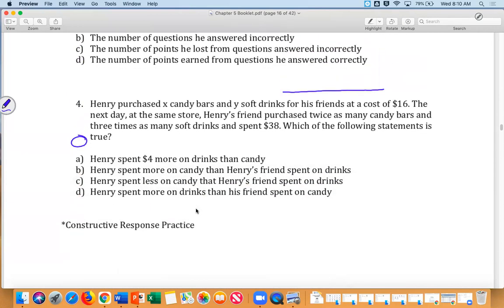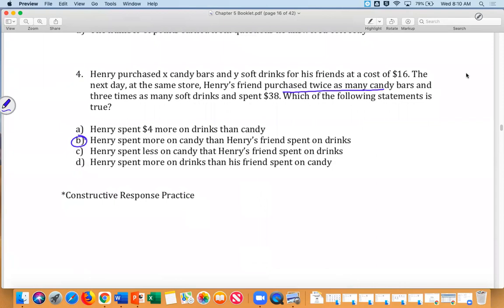Henry purchased X candy bars and Y soft drinks for his friends at a cost of $16. I don't know where he's getting these candy bars, probably Wawa. The next day at the same store, Henry's friend purchased twice as many candy bars and 3 times as many soft drinks and spent $38. Which of the following statements is true? Ooh, that's a crazy question, right?